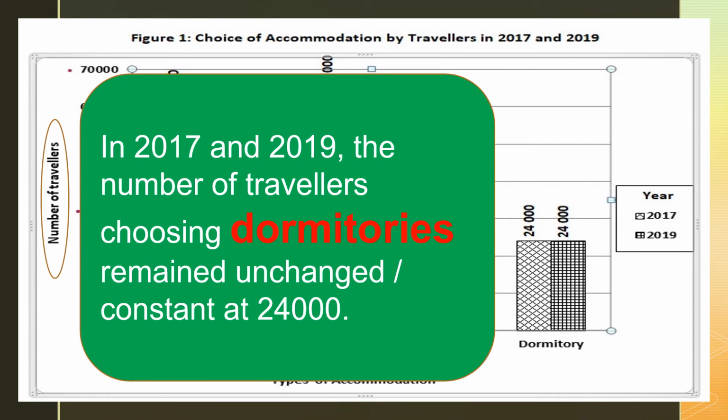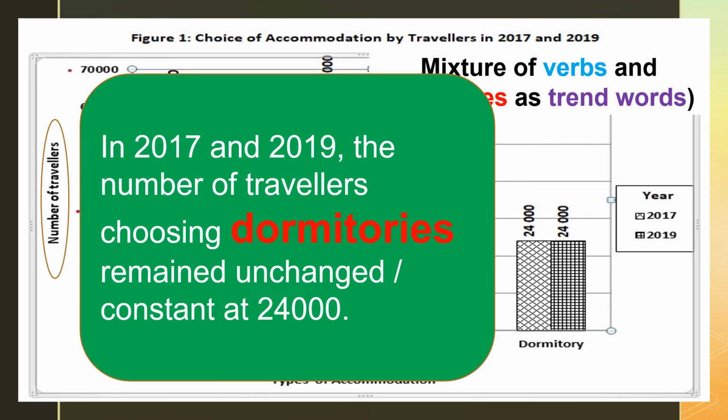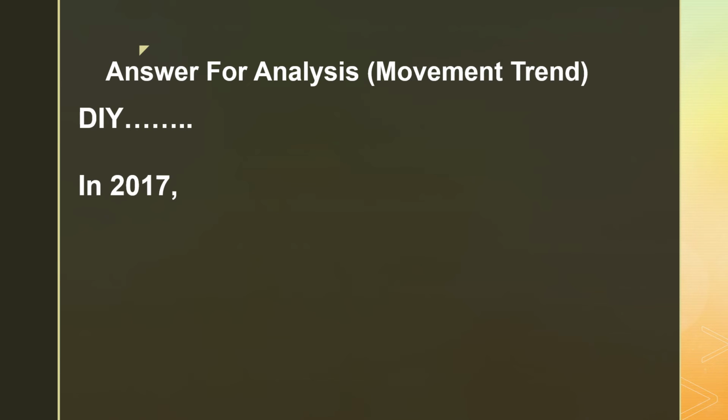Alright, now I bring you to dormitories. Okay, in 2017 and 2019, the number of travelers choosing dormitories remained unchanged, or remained constant, at 24,000. Okay, so you can do more. Do it yourself. Just now I have given you 3. You can refer and then try to do more.